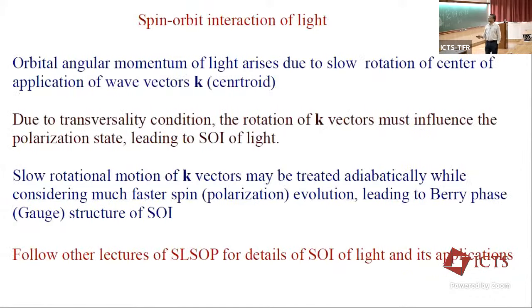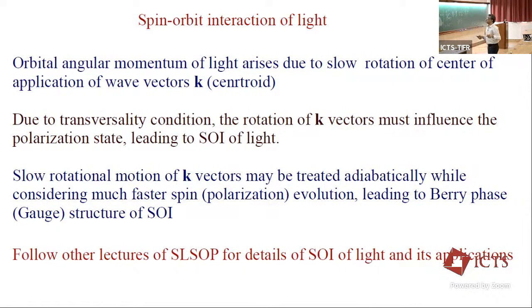Okay. So now, spin orbit interaction of light. This is the main topic of this discussion. Orbital angular momentum of light arises due to slow rotation of the center of the wave vectors. That is because orbital angular momentum has to do with the rotation of wave vectors.